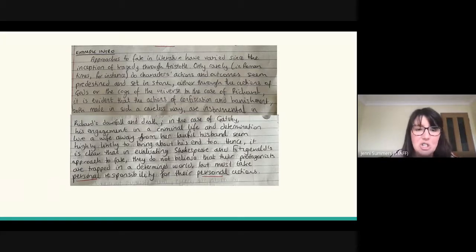He's engaged in bootlegging. He's engaged in a criminal life, in the criminal underground, in order to get the money that he needs to impress Daisy. And ultimately, his goal is to lure a wife away from her lawful husband. Neither of these seem like very sensible things that are likely to have happy consequences.